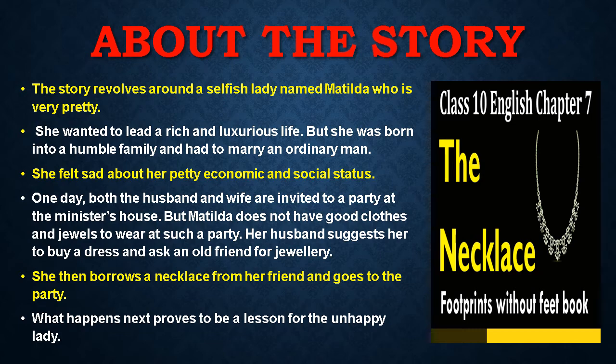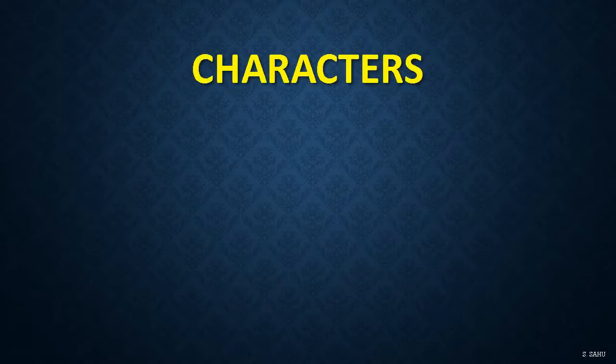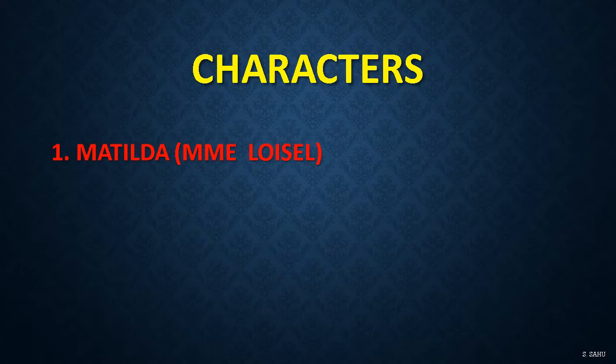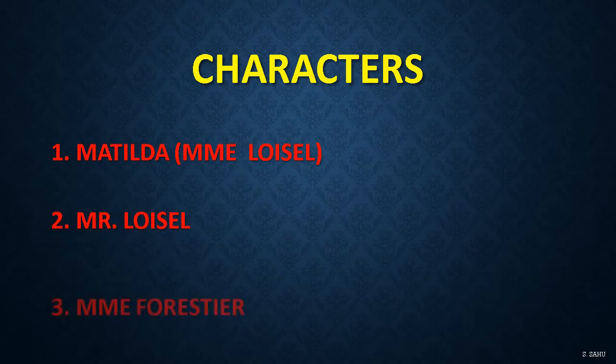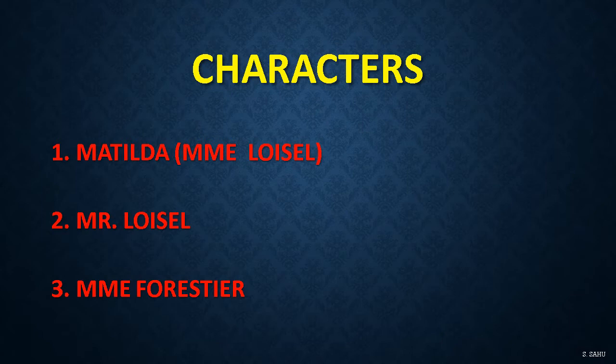So we have to start this story, and before that, let's have a short glance at the characters of the story. There are a total of three main characters in the story. First is Matilda, who is also called Madame Loisel. Another is her husband, that is Mr. Loisel. And the third main character is Madame Forestier, the rich friend from whom Matilda had borrowed the diamond necklace for the ball.